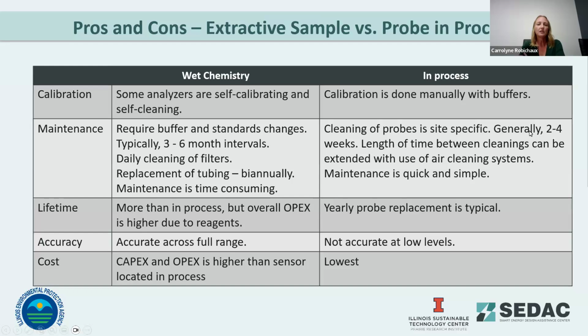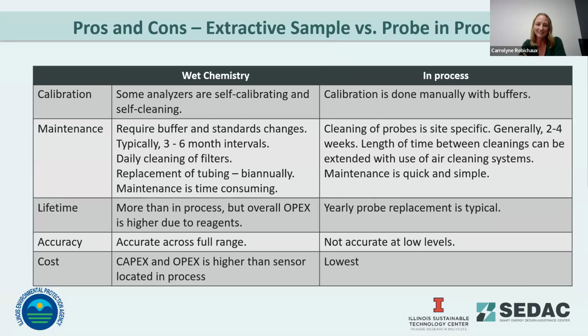Okay, so now I wanted to talk about extractive sampling versus a probe in the process. This is where you're going to see those ion selective electrodes versus a wet chemistry analyzer for ammonia. You're going to start seeing this more and more often for nitrite analyzers as well. Wet chemistry analyzers, I should have put a picture, I'm sure most of you are familiar with them. Bring the sample, you've got to pump it out of the basin, filter it, and bring it to an analyzer. Wet chemistry analyzers are very accurate. They are going to be your most accurate analysis for online measurement.